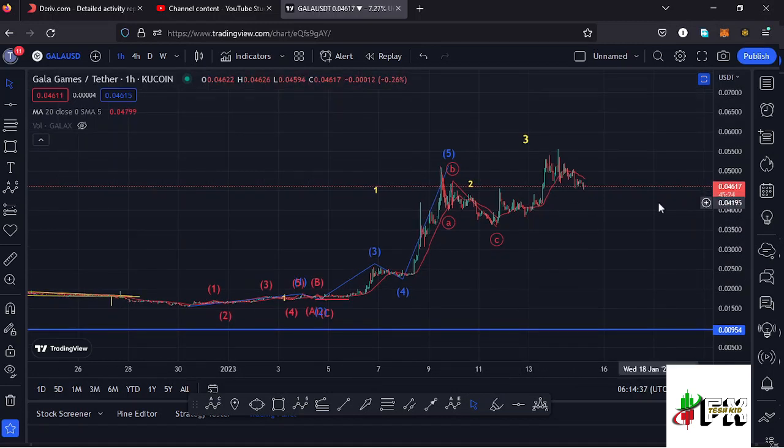And in this video I want to give you two ED12 structures that could be playing out here on the Gala Games chart, one giving us a bullish movement to the upside and another one giving us a short-term bearish movement here on the Gala Games chart.